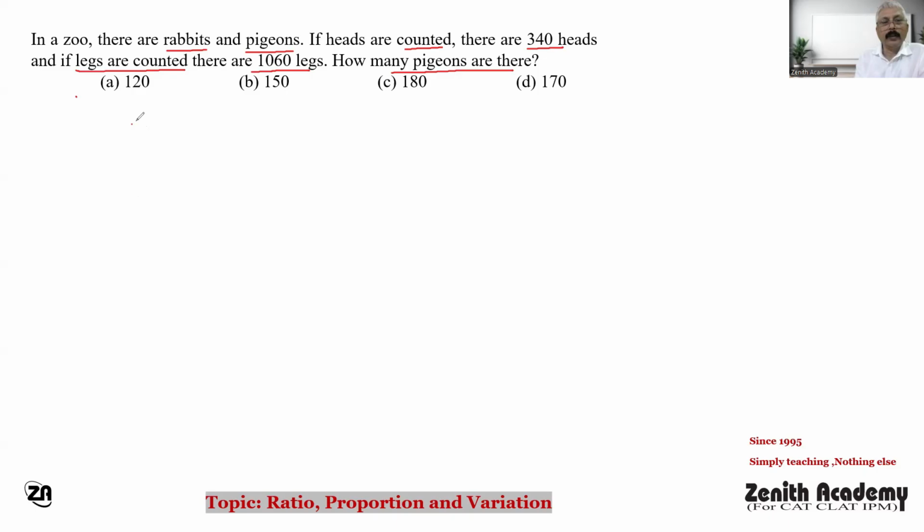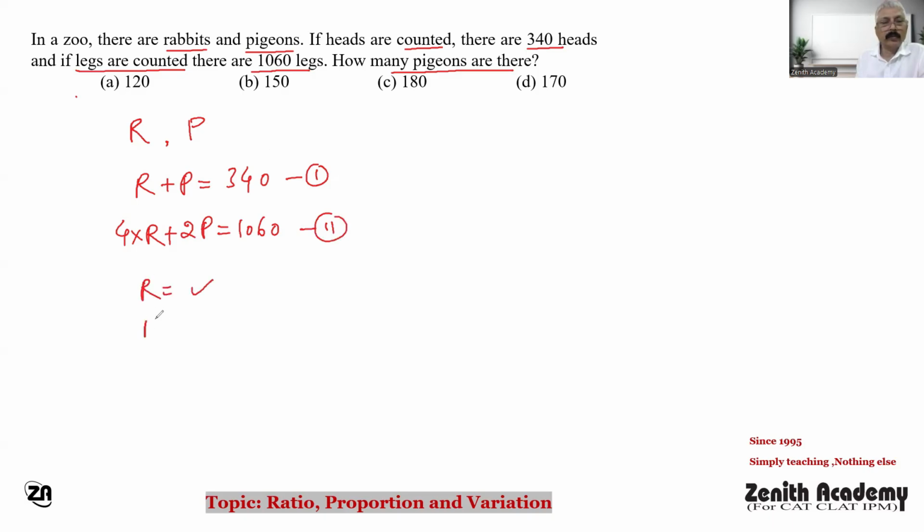Suppose there are R rabbits and there are P number of pigeons. So R plus P is 340. And the number of legs: rabbits have 4 legs, so 4 into R, and pigeons 2 legs, so 2 into P. This is equal to 1060. By solving these two equations, we may get the value of R and we may get the value of P. Okay.